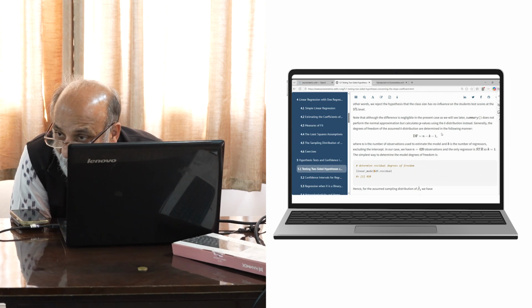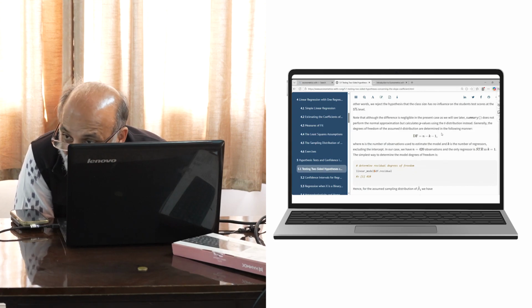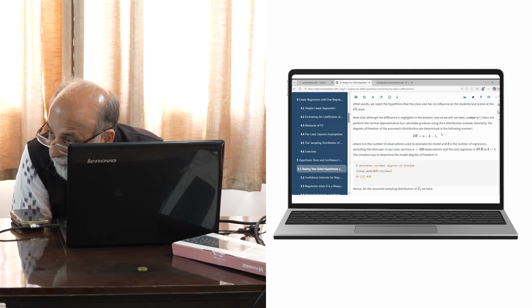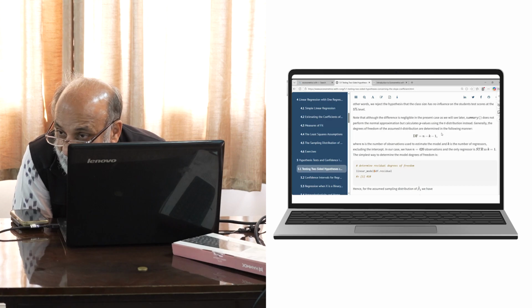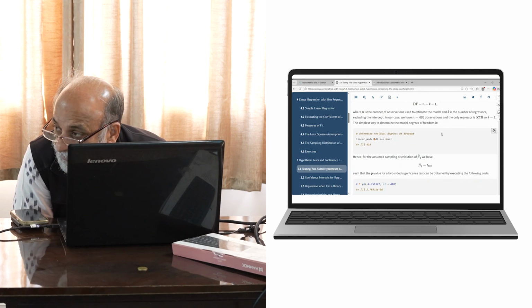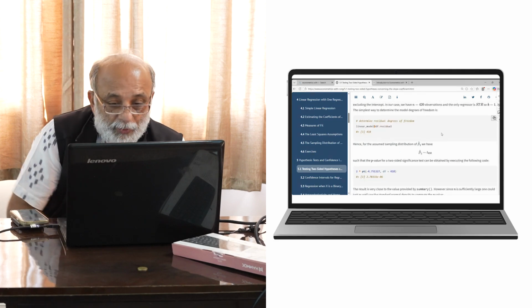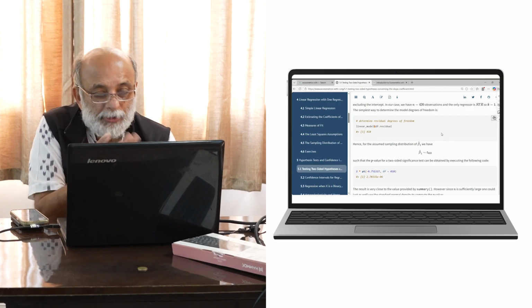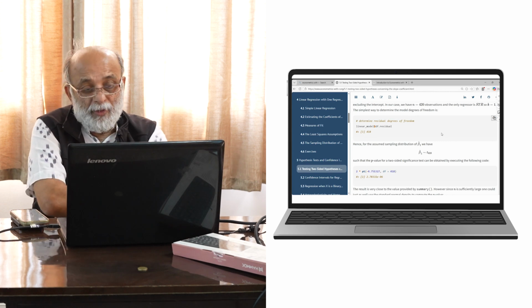The degrees of freedom are n, the total number of observations, minus k, the number of parameters that have been estimated. How many parameters are there in the regression model? 2, the constant and the slope, right? So n minus k. If you just want the degrees of freedom, you can say model$df.residual, right?